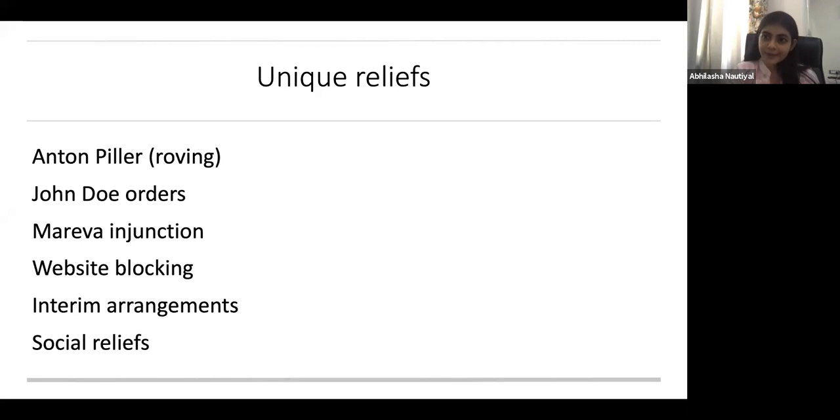Then there's John Doe orders. Again, John Doe orders, well, this is when you don't know all the parties that are infringing. So you make John Doe, as in you don't know the person, and make them a party without knowing their constitution or the details of such a party. Now, these orders are specifically recognized by judge-made law. Adding a party without knowing details is not contemplated under the Code of Civil Procedure as such.